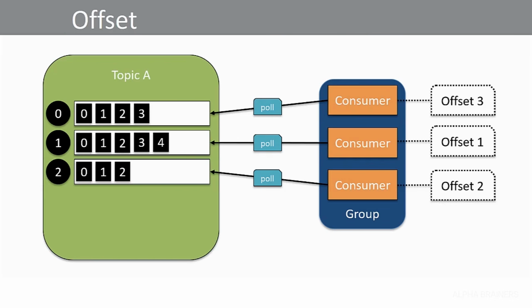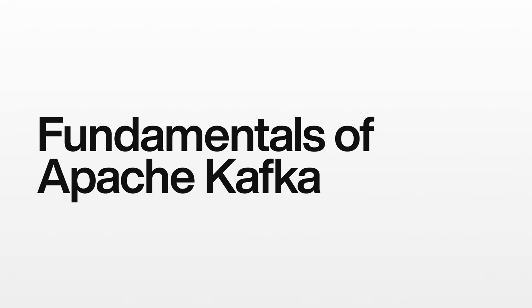As new messages come in, in this case we have 3 more messages that appear for this particular partition 1. You can see those 3 messages get consumed by the middle consumer, and as a result, the offset for that consumer gets updated to a value of 4.